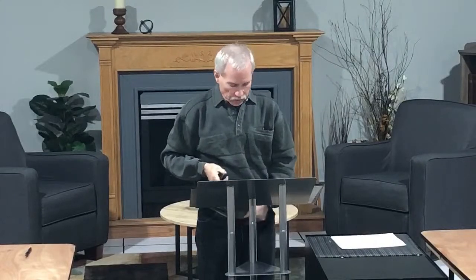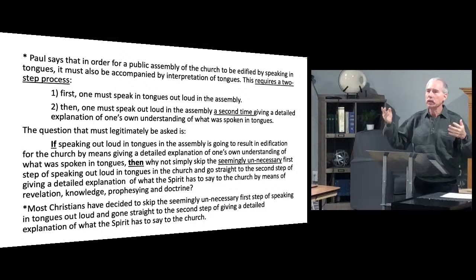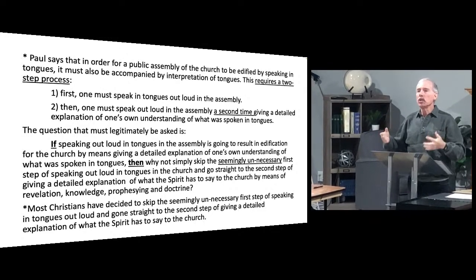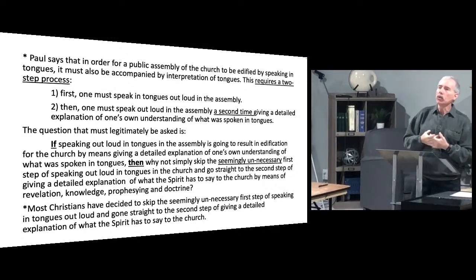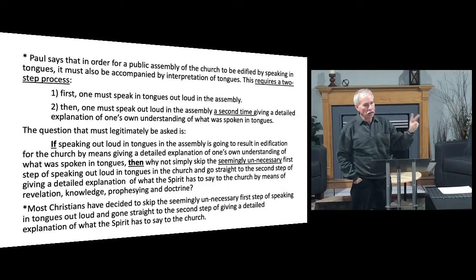All right. Now, there is something that I'm going to digress for just a little bit on. For the last, from verse 6 until verse 19, Paul has been telling us this. He's been telling us that in order for a public assembly of the church to be edified by speaking in tongues, it must also be accompanied by interpretation of tongues. This requires a two-step process. Okay?